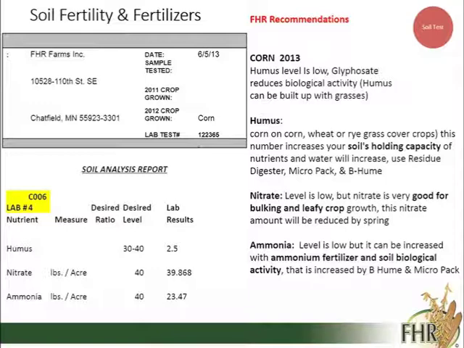Don't mistake humus for organic matter. This is the difference. This is the brown gelatinous gel that holds that material. It's a measurement that holds that material together.